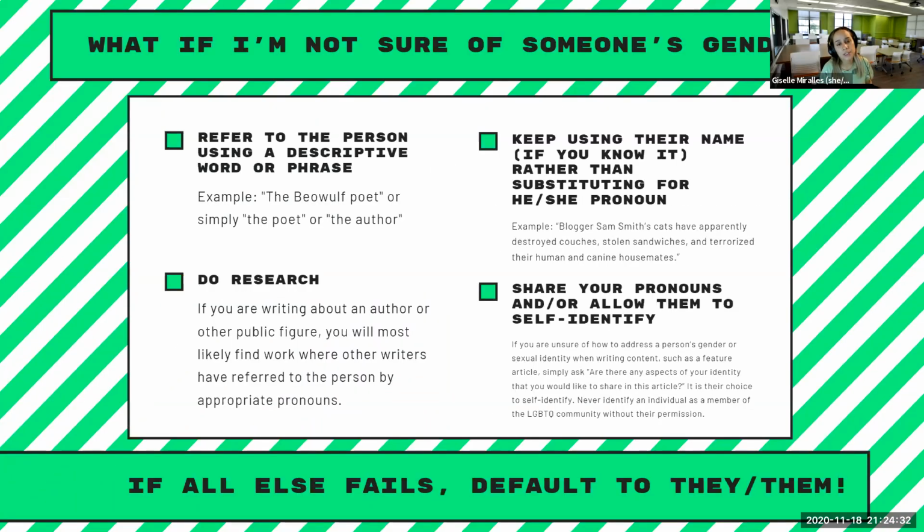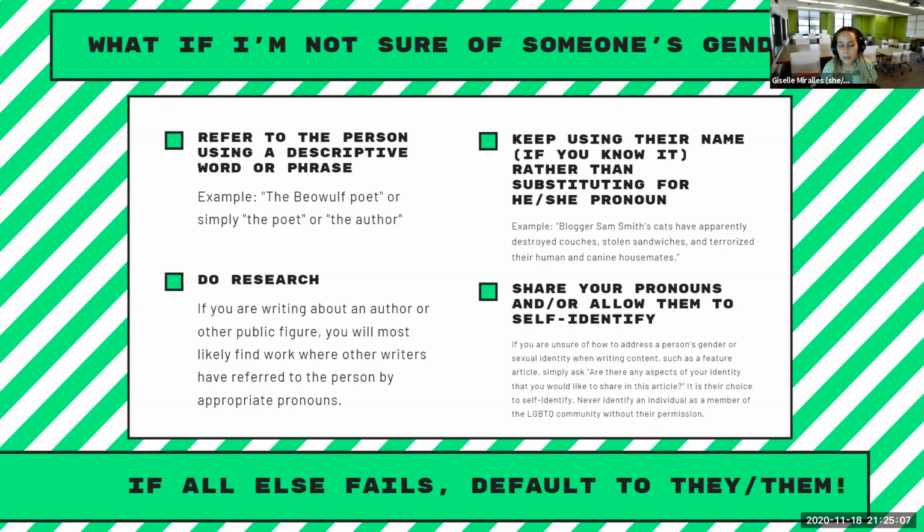So, one question I've heard is what if I'm not sure of someone's gender? You might find yourself sometimes needing to refer to a person whose gender you're not sure of. Maybe you're writing a paper about the creator of an ancient text or a piece of art, and you don't know the gender of that artist or that author. For example, Beowulf, they don't know the gender of the poet that wrote Beowulf. So that's one instance where you might not know someone's gender and you're writing an essay.